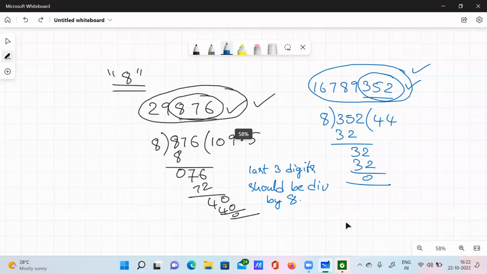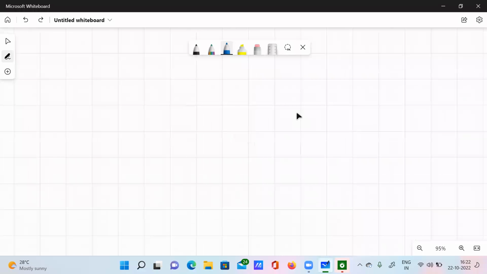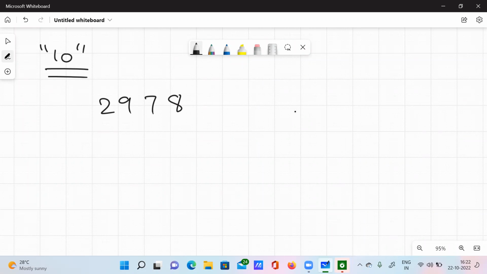So let's move on to the next divisibility rule here. The divisibility rule we're going to look for now is for the number 10. So how to know whether any number is divisible by 10 or not? Let's have a look at here, 2 9 7 8. I want to know whether this particular number is actually getting divisible by 10 or not. So how to check that? You just need to look at here.